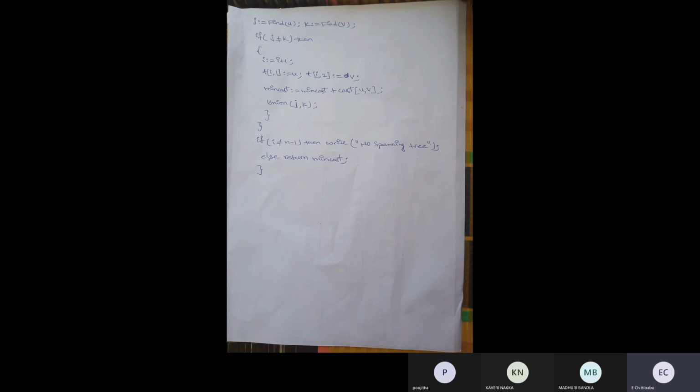Perform this operation. Next, if i not equal to n minus 1, then write no spanning tree. Else return minimum cost.